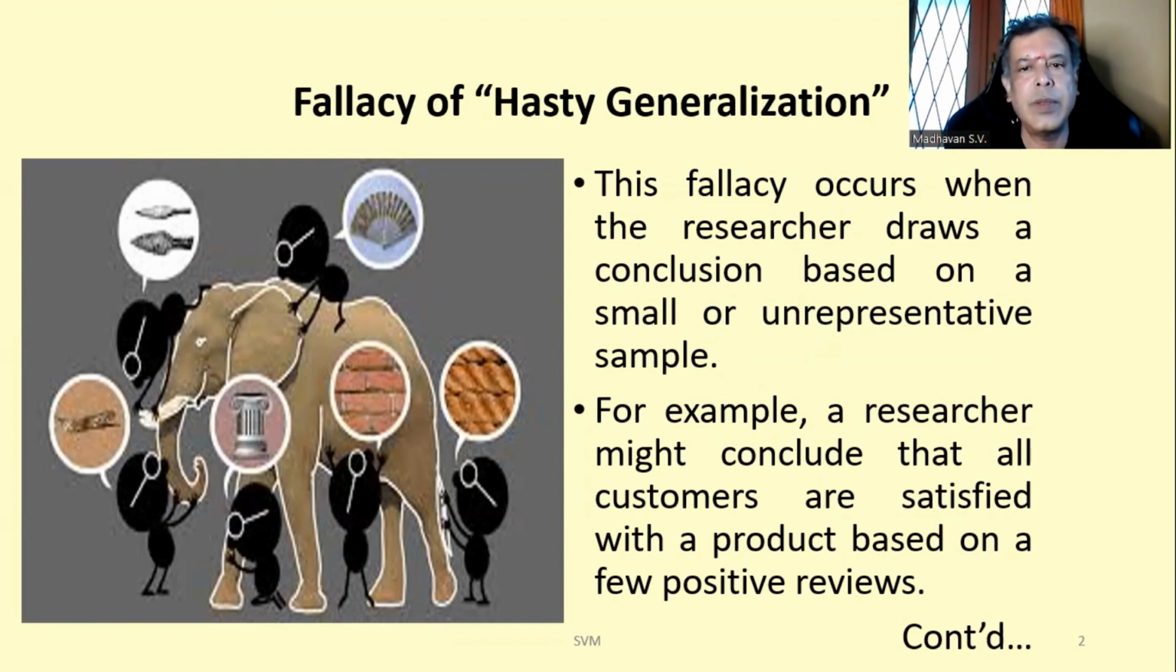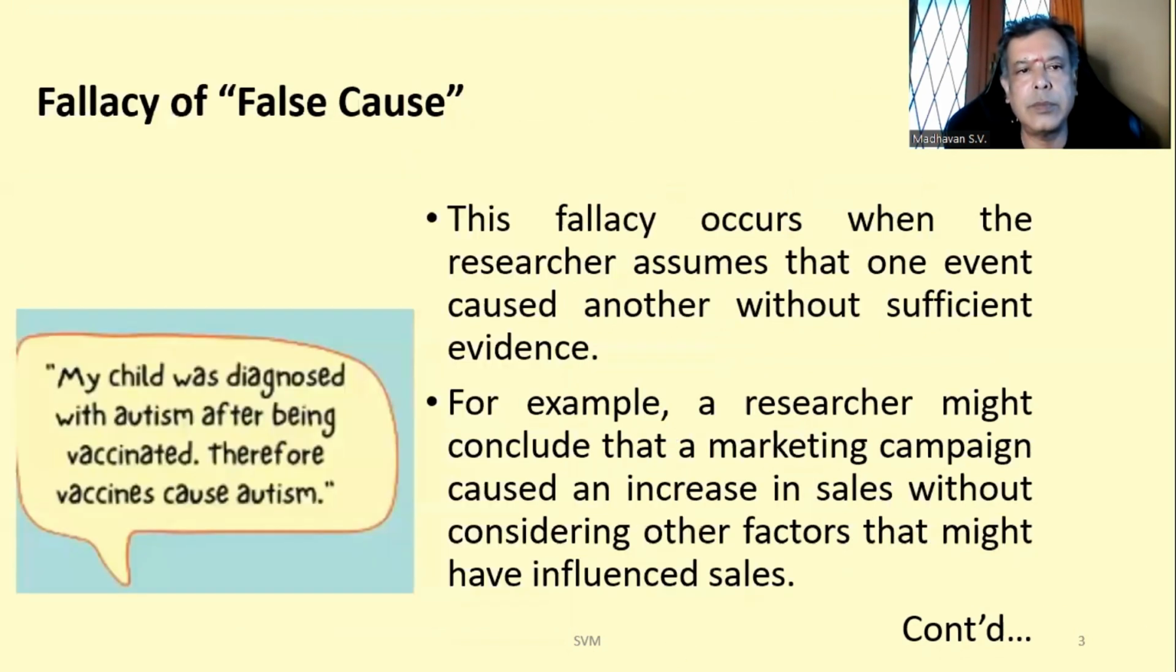The next one, fallacy of false cause. Here you may notice in this particular picture, my child was diagnosed with autism after being vaccinated. Therefore, vaccines cause autism. So the cause may be something else, but since vaccination was done while the child was diagnosed with autism, after being vaccinated, it is concluded that vaccines caused autism, but there may be many other reasons which may be possible.